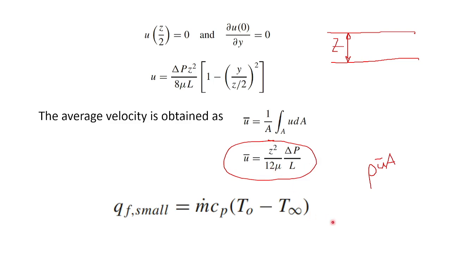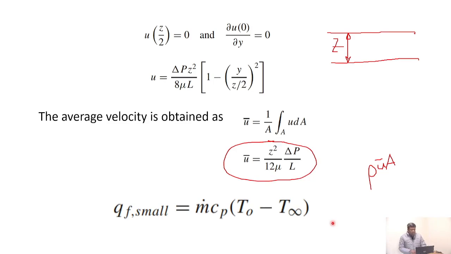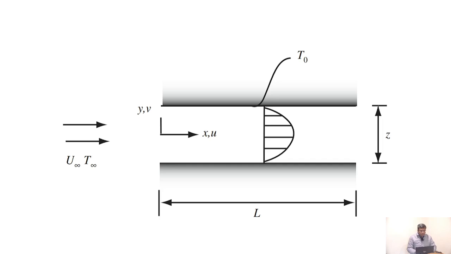Now, we are interested obviously in Q_f value for small spacing. So that is just m dot Cp (T naught minus T infinity). So this is T infinity, and this is T naught. What is T naught again? T naught is also the temperature of the wall.